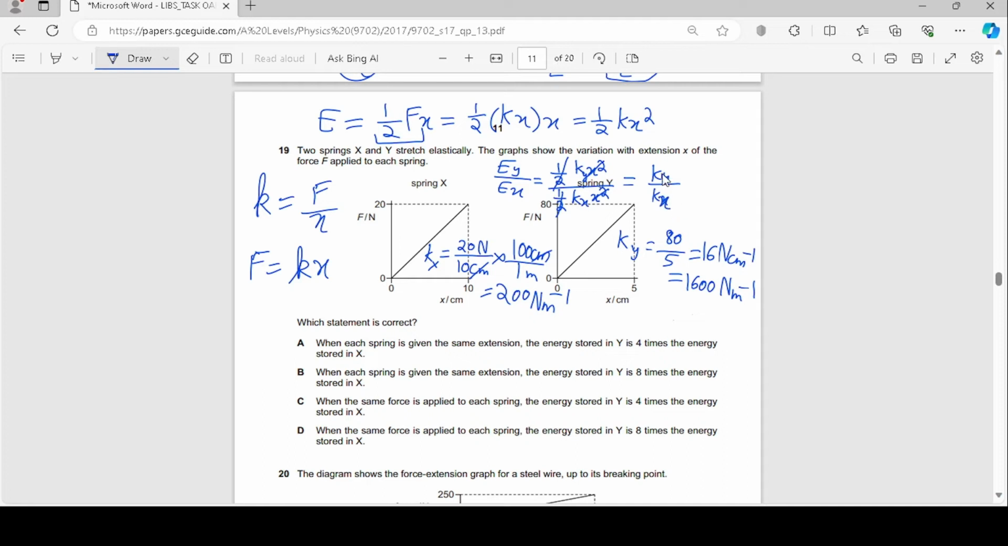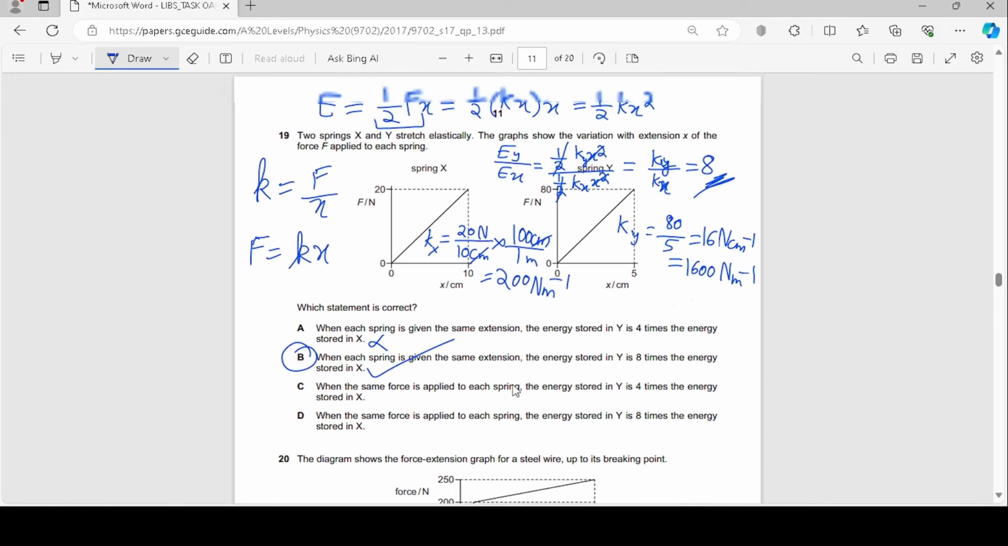This is a subscript, by the way. I don't know if it's clear or not, but it's going to be 1600 over 200. So that is actually 8 rather than 4. So A is wrong. As for option B, the energy stored in y is 8 times the energy stored in x if each spring is given the same extension, and that's what I got here, so B is probably right.